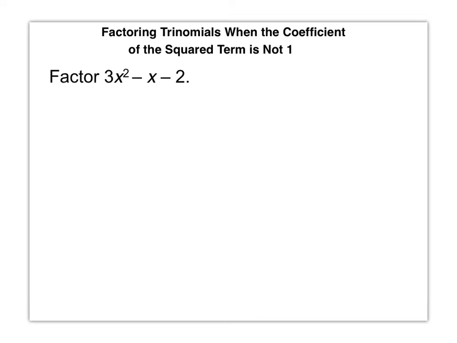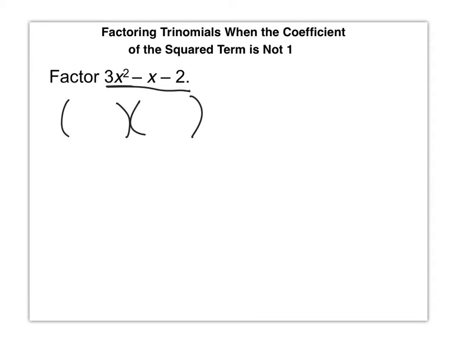Now the way we factor trinomials when the coefficient of the squared term is not 1 involves a different approach. You can try the guess and check method, but we need to consider the different ways that you can write the 3x squared term. We're searching for the pair of factors here that when you do the FOIL, you will end up with 3x squared minus x minus 2.